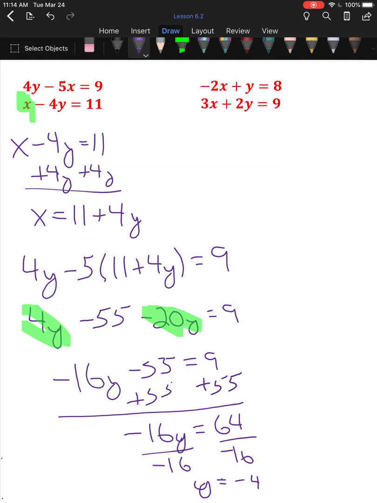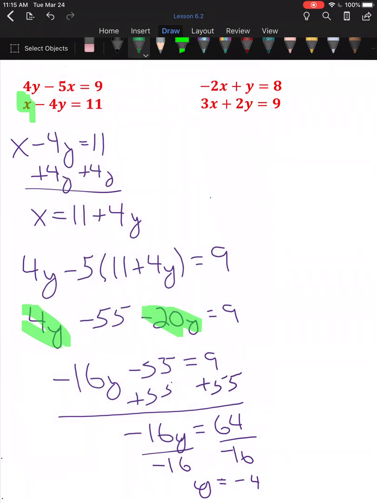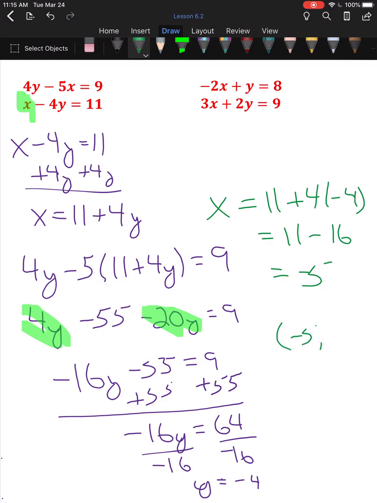And again, we have to take this and plug it back in so we can get x somewhere. I'm going to plug it into the x equals. So let me swap over here. x equals 11 plus 4 times negative 4. 4 times negative 4 is negative 16, so I probably shouldn't put a plus sign there. And 11 minus 16 is negative 5. So the ordered pair solution for this example is negative 5, negative 4.